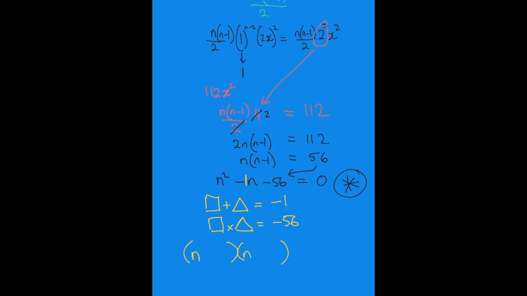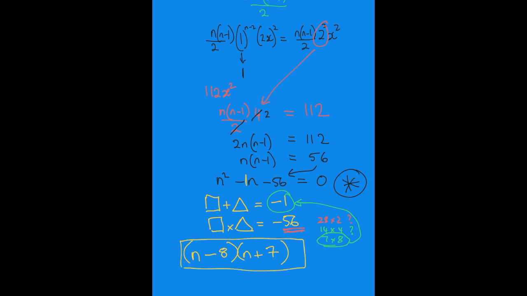So what 2 numbers? Well, let's look at this first and find out what the factors of 56 are. So this could be perhaps 28 times 2, not helpful. 14 times 4, not helpful. What about 7 times 8? Yes, now that looks good because it's got a difference of 1. Now we need -1, so we want the biggest number to be negative. So we'll put n minus 8 and plus 7. That is what we need.